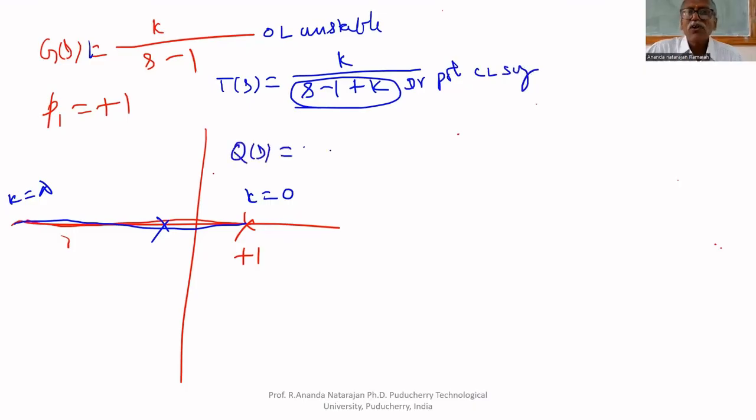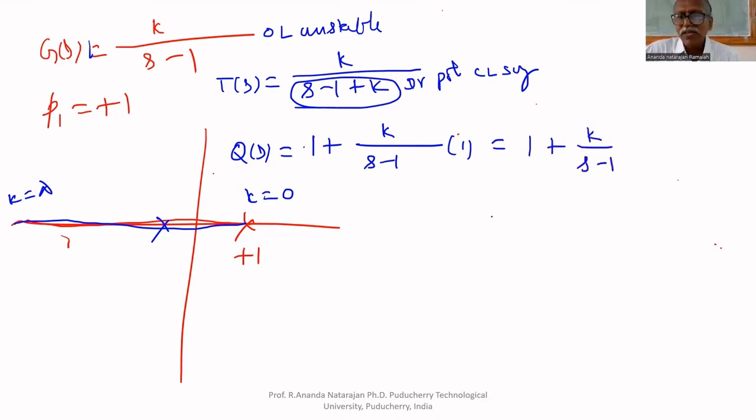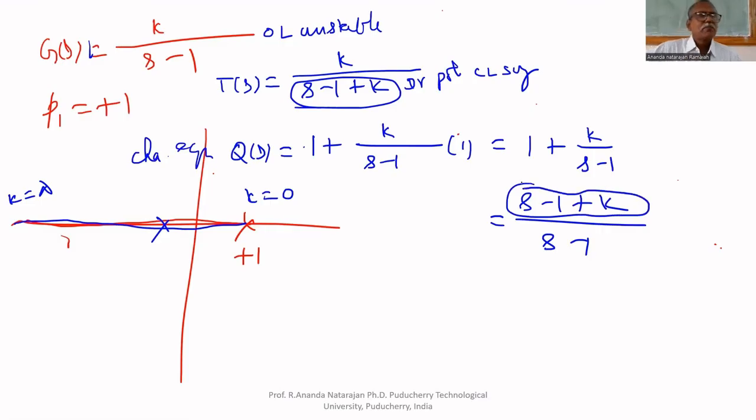Find Q of S. Q of S equal to what? 1 plus K upon S minus 1 multiplied by 1. That is equal to 1 plus k by s minus 1. If you take LCM, you will get s minus 1 plus k. Q of s is the characteristic polynomial. The closed loop denominator polynomial becomes the numerator of q of s. That's why it should not encircle the origin in the clockwise direction. If it does, it means it has some poles on the right hand side.